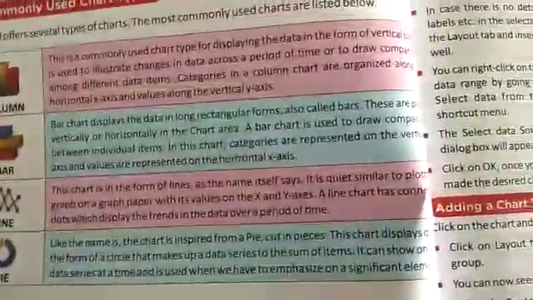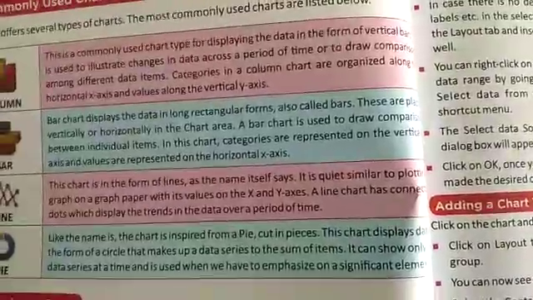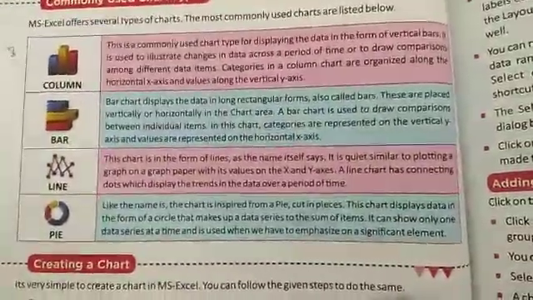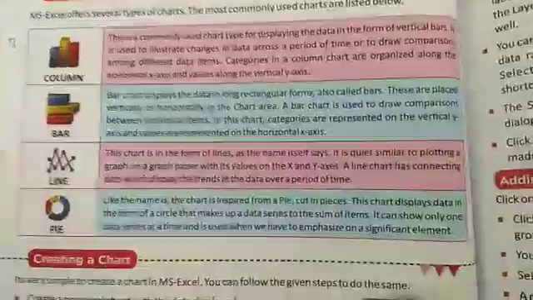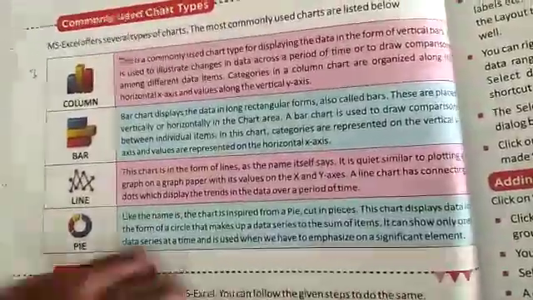Third is the line graph. As the name says, this chart is in the form of a line. It is quite similar to a graph plotted on graph paper with its values on the x and y axes. A line chart has connecting dots which display the trend in the data over a period of time.